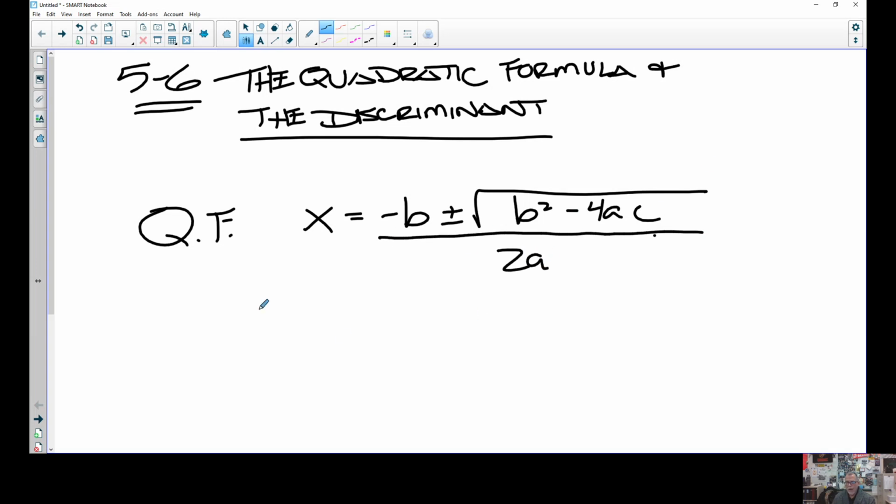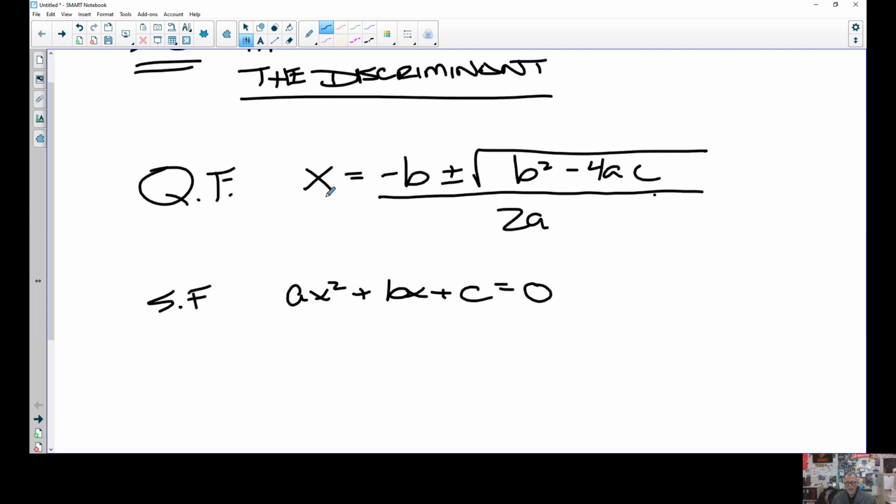Now, this is for when we have a standard form equation, where we say ax squared plus bx plus c equals 0, right? That's where we have to get to in order to use this.